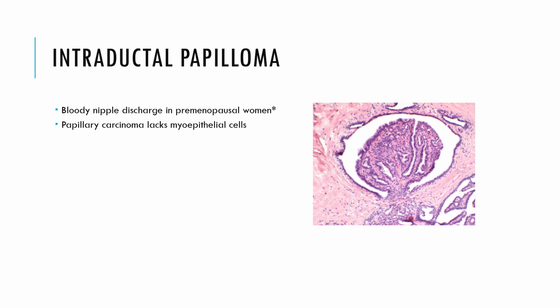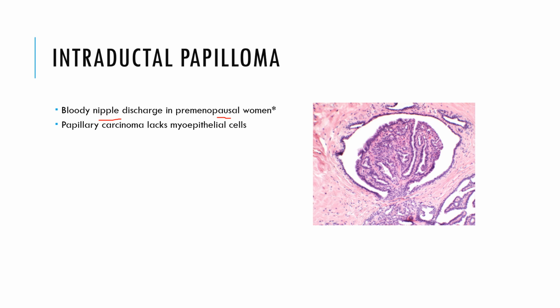In intraductal papilloma, there is bloody nipple discharge in a premenopausal woman. Again, with bloody nipple discharge, usually think of breast cancer, but in a postmenopausal woman. In premenopausal women, the benign conditions are usually more common than the malignant condition. So bloody nipple discharge is usually seen in cancerous conditions, but intraductal papilloma, a benign condition, can also present with bloody nipple discharge. Or duct ectasia can cause a brownish discharge.